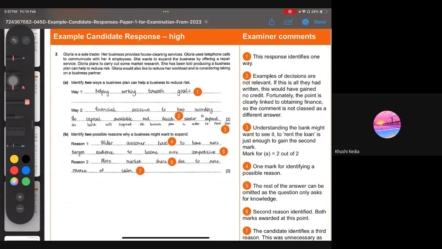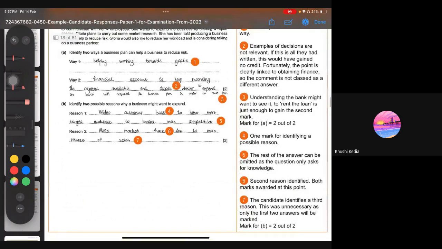Unfortunately, the point is clearly linked to obtaining finance, so the comment is not a different answer. Example, distance are not relevant is all they had written. This would have gained no credit. Okay. Reason one and reason two. So here, I want to show you this as well.